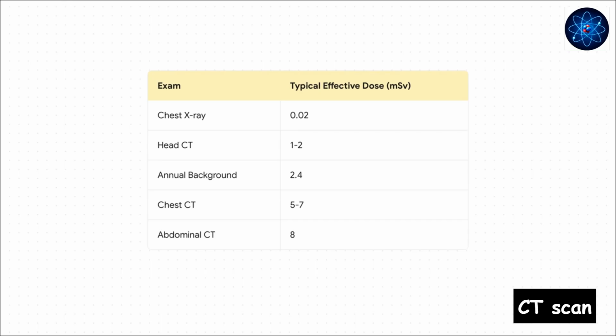Now compare that to what you get just by living on planet Earth. That's about 2.4 millisieverts a year, just from natural background radiation. A head CT is kind of in that same ballpark, but a chest or an abdominal CT, we're talking way more. It's like getting several years' worth of that natural background radiation all in one go.